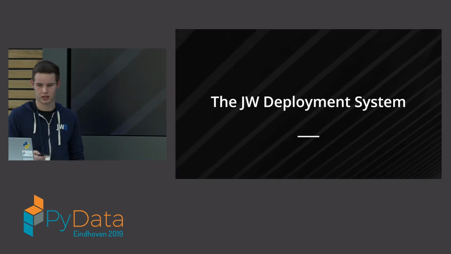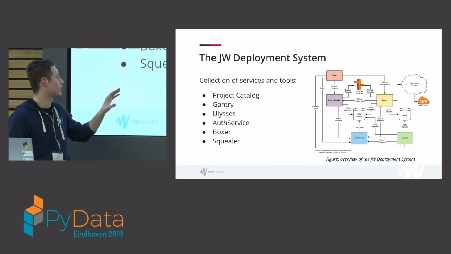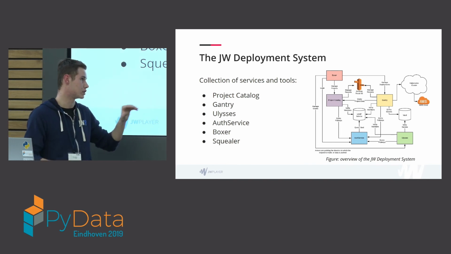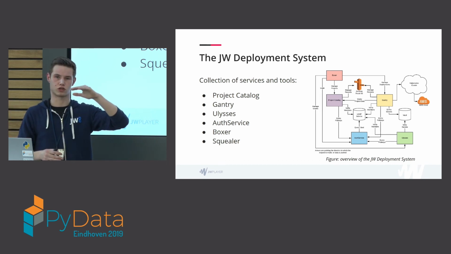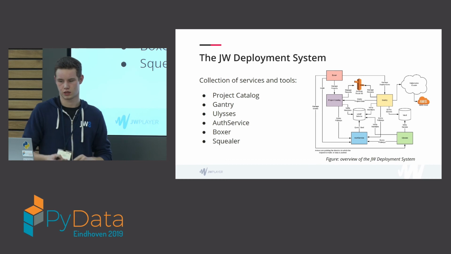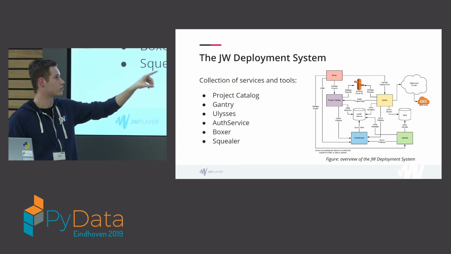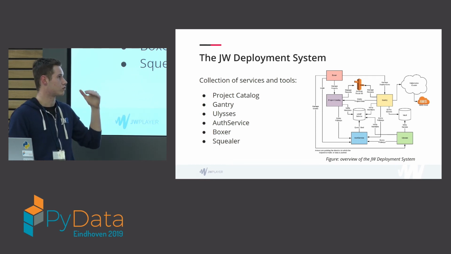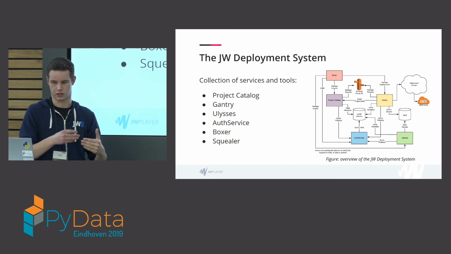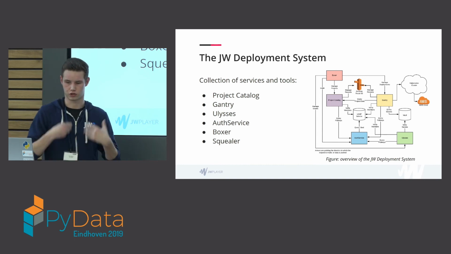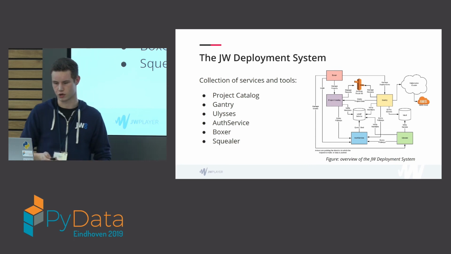And in order to understand that solution, I have to explain what our deployment system looks like. I could probably fill a 30-minute talk about this, but basically the general idea is that we have Kubernetes, and then we run some services on top of Kubernetes to manage deployments. In particular, two services are important for us, and those are Gantry and Squealer. Essentially, Gantry is the tool that interacts with Kubernetes that we get to interact with, and Squealer is the event bus of the deployment system. So whenever something happens in our deployment system, we can listen to those events by listening to that event bus.